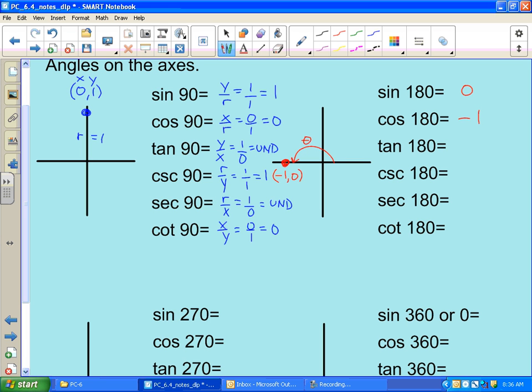Tangent y over x, 0 over -1. Cosecant r over y, so we have 1 over 0 is undefined here. Secant r over x, 1 over -1. And the cotangent x over y, -1 over 0, undefined.